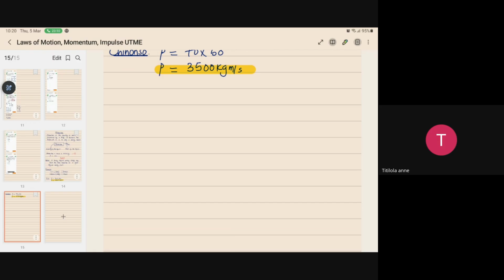Now, let's look at something quite interesting, which is the law of conservation of momentum. But before then, I think I should touch on impulse like I did yesterday. Very quick one. Let's touch impulse a bit and see the connections.